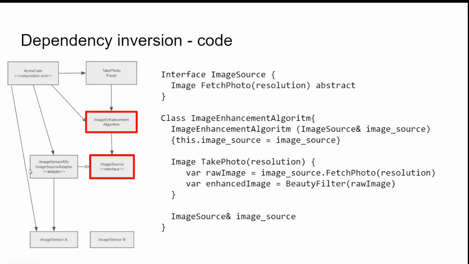But actually what we will do here, we will have to somehow bridge the gap between what the interface requires and what this image sensor A offers. Because image sensor A can offer us a picture, to take a picture, and the interface requires that, but they are not really the same. We need some kind of translation that is done here, and this is called the adapter.